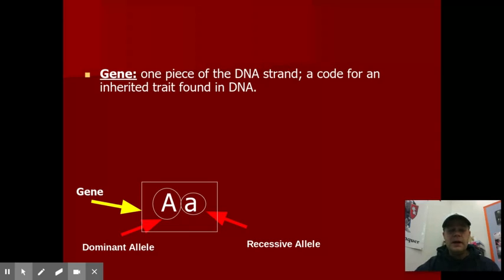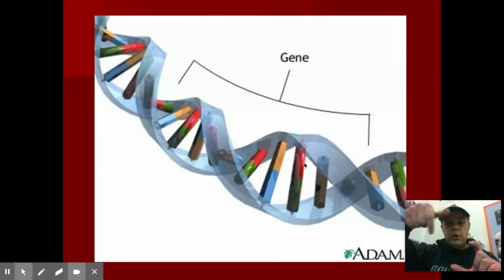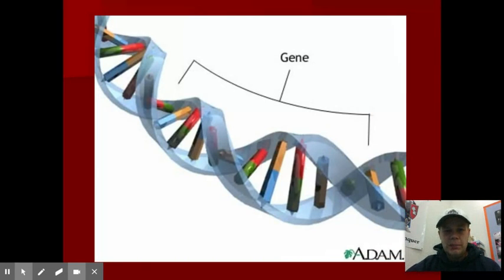So we're going to talk about genes for a few minutes. A gene is one piece of the DNA strand. So here's a DNA strand. Here's another picture of it. If you've ever seen this, it's like a ladder that you've twisted. This is called a double helix. It's like a ladder that's twisted up, right? That's what your DNA looks like.